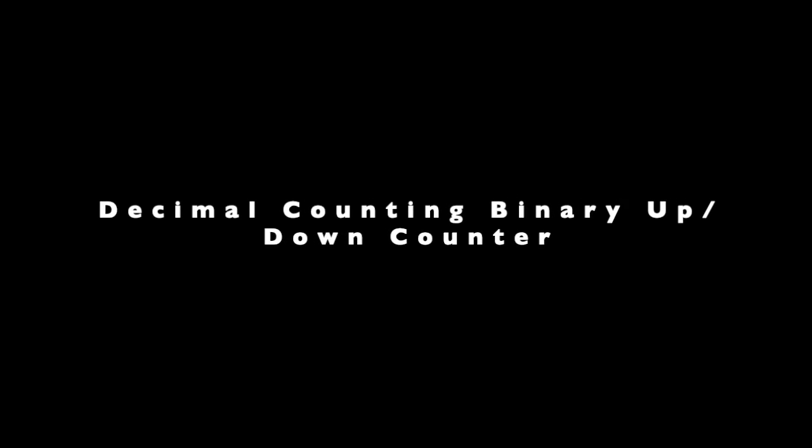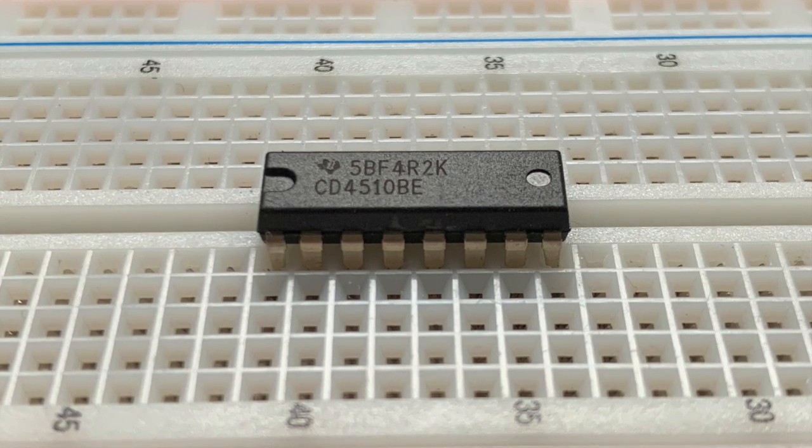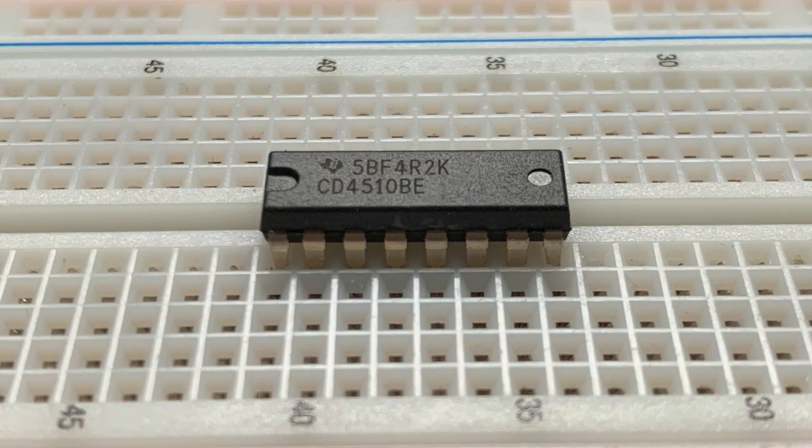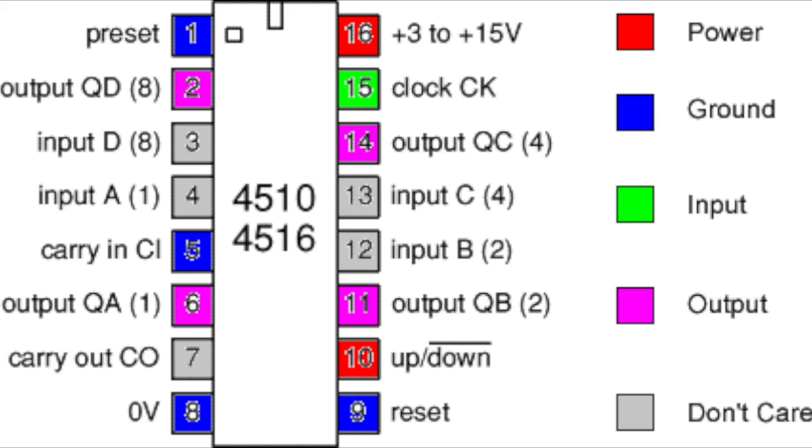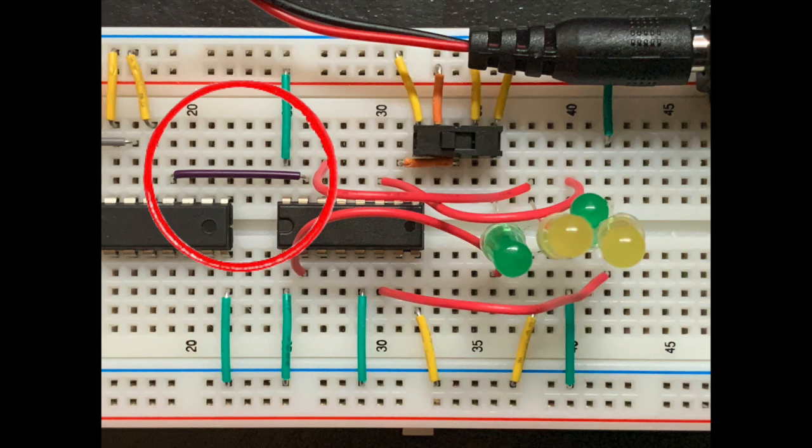The fourth circuit is the decimal counting binary up-down counter. In this circuit, another IC chip is introduced, being the second specialized IC chip, the 4510 binary counter IC chip. To use this IC chip, once again the clock signal is needed and wired through its input pin.